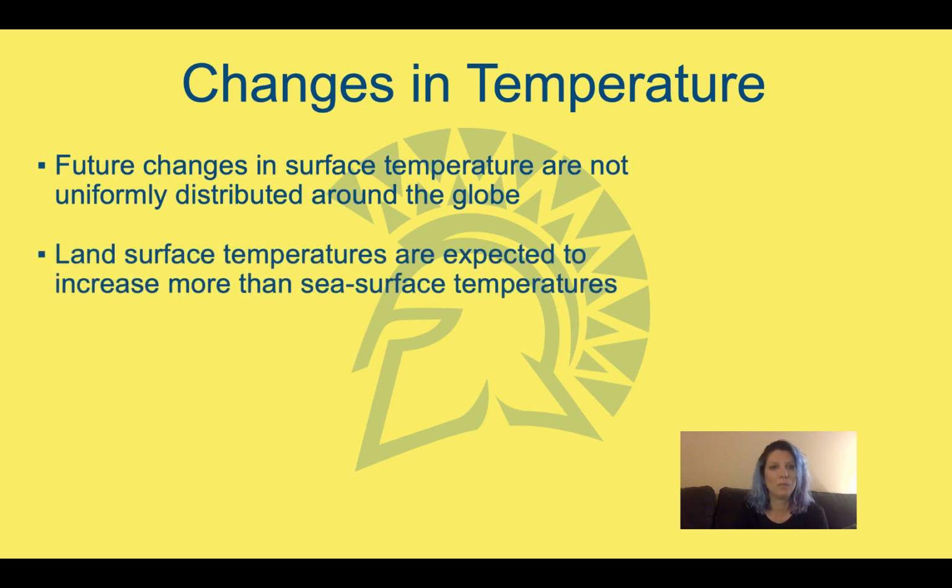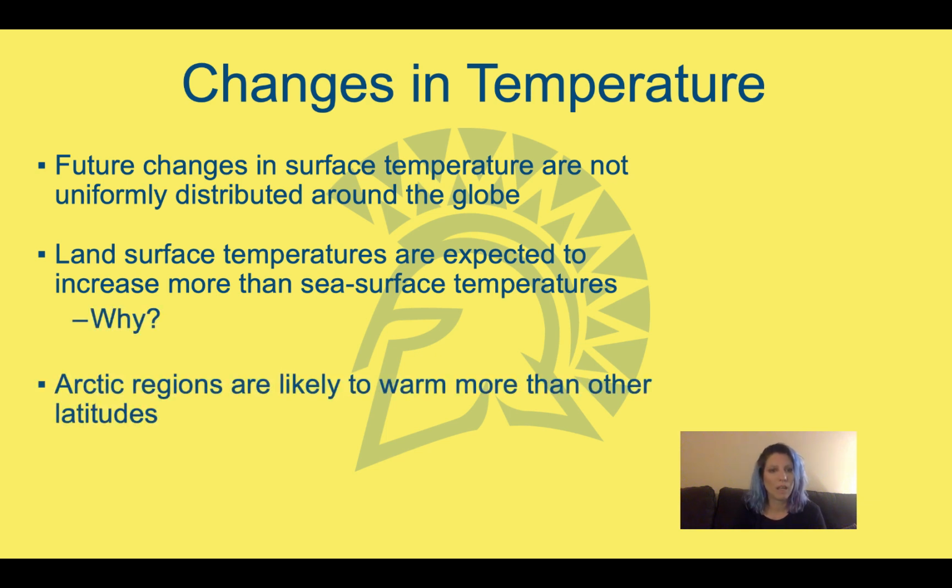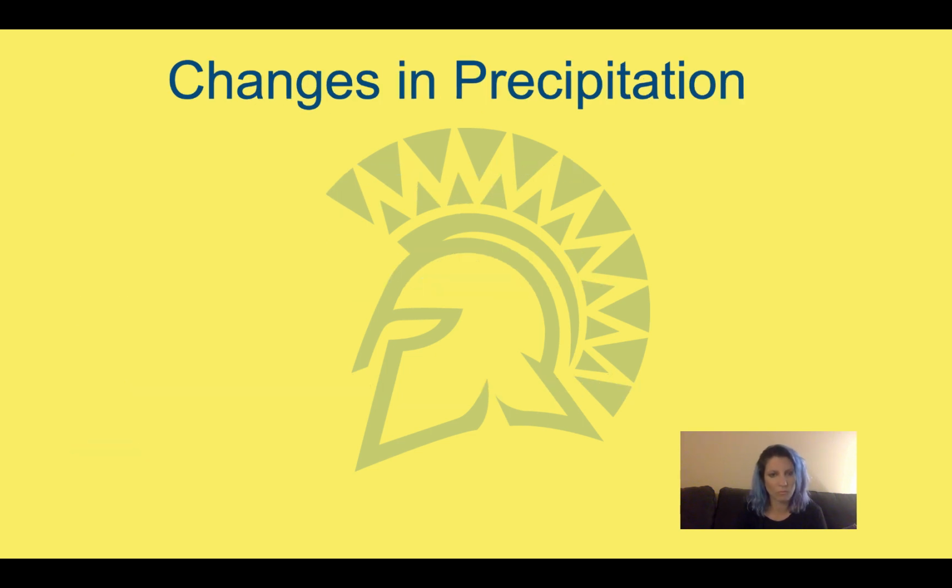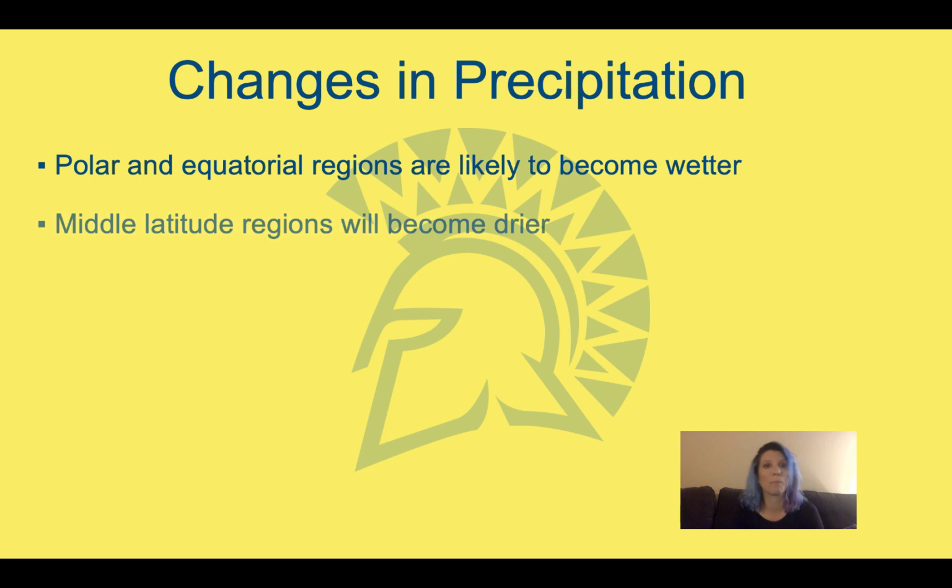Future changes in surface temperature are not going to be uniformly distributed around the globe. The poles are actually going to get warmer. Their change in temperature is going to be greater than here in the mid-latitudes or down at the equator. The land surface temperatures are expected to increase more than sea surface temperatures, which makes sense because oceans take a lot longer to heat and cool than land does. And Arctic regions are likely to warm more than any other latitude. The reason why is albedo will be changing.